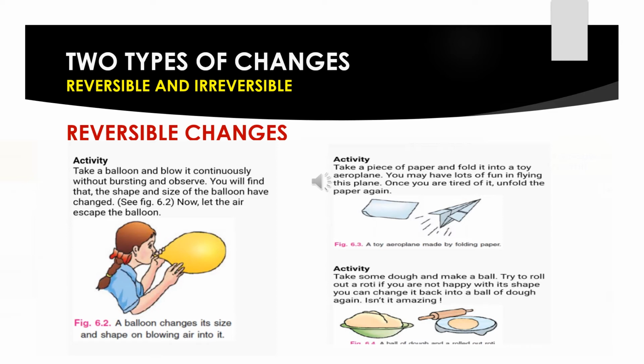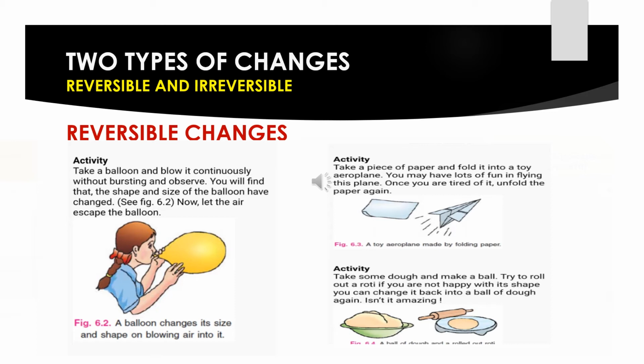Another example we can see: if you are blowing a balloon, the shape and size of the balloon will change. As soon as you let the air escape from the balloon, the size and shape of the balloon will be regained. It will regain its shape. So this is also a reversible change.